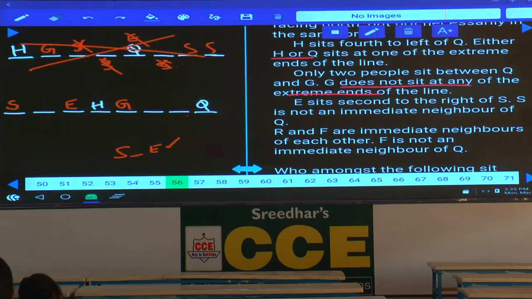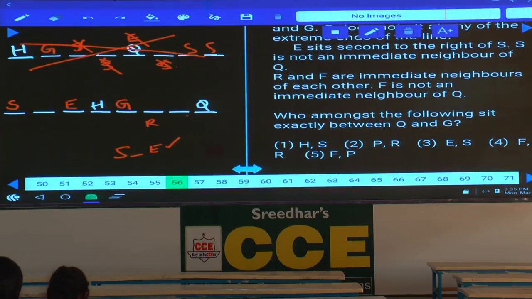Next one. S is not an immediate neighbor of Q. R and F are immediate neighbors of each other. As R and F are immediate neighbors, if R is here, F will be here. Or if R is here, F will be here. There are two possibilities. F is not an immediate neighbor of Q, hence F must be here. If F is here, R is here. If R is here, then tell me who is the person left over? P is the person left over, hence P must be here. Done with this? Now this is about row arrangement. 8 persons seated in a row, and all these 8 persons are facing towards north only.